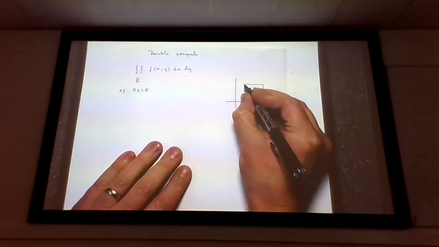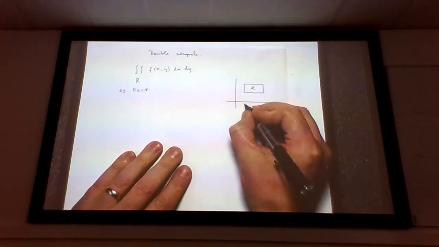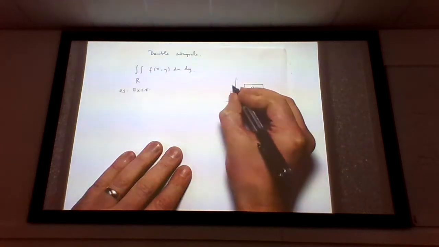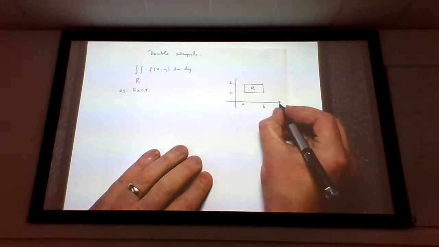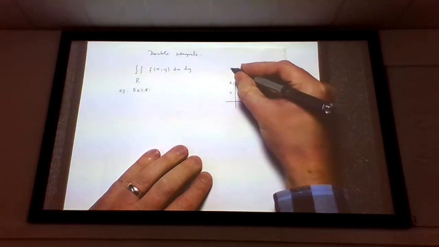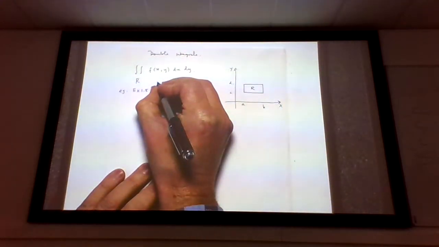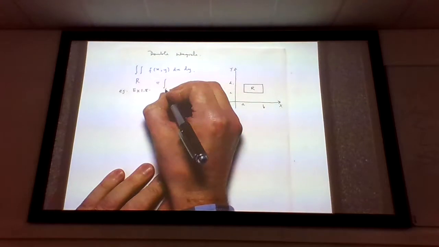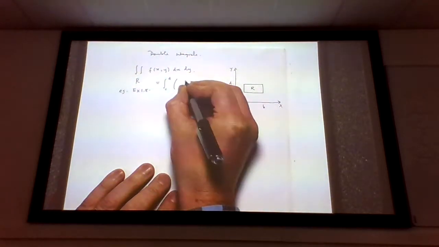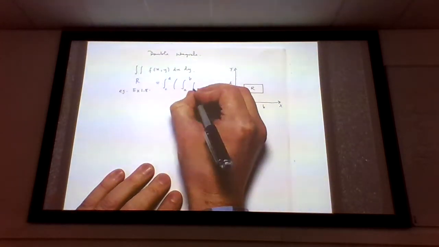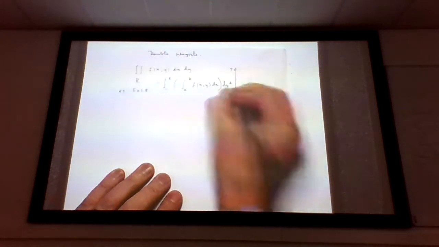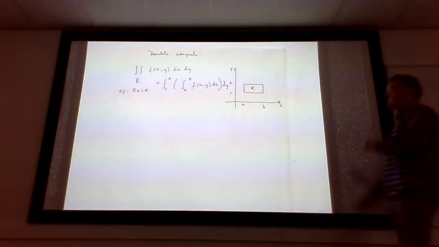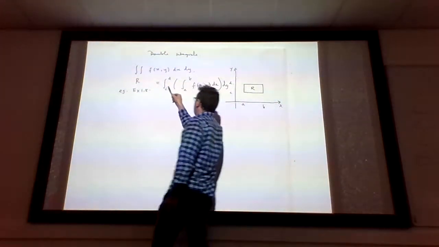Well, the easiest case to deal with is when the region R of integration is a rectangle that's aligned with the coordinate axes, meaning the sides of the rectangle are parallel to the coordinate axes. This is the x-axis, and this is the y-axis. Then this kind of thing became the integral from c to d of the integral from a to b of f of x, y dx and then dy. So the double integral, which was up here, became a repeated integral.